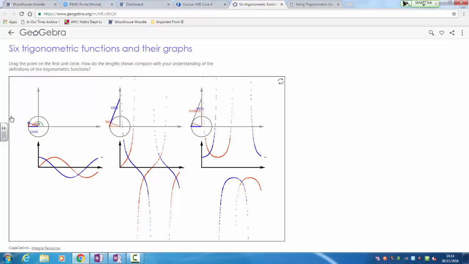So what does the black dot denote? The black dots show the relationship between them. So at this point, it's a reciprocal relationship. As one goes high, the other one goes low, etc.